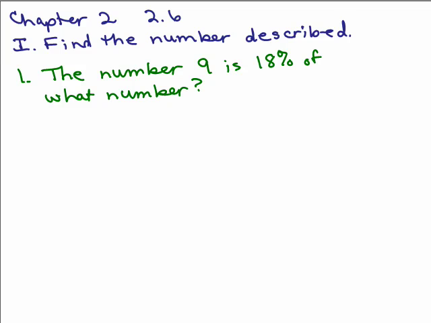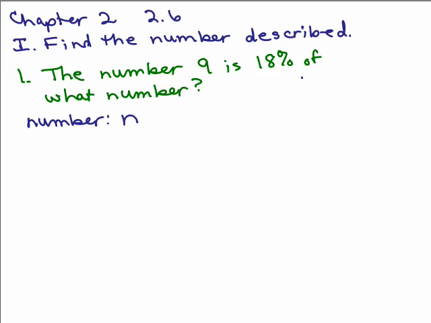Alright, we're on Chapter 2, Section 2.6, Part 1. Find the number described. Number 1. The number 9 is 18% of what number? So we're looking for a number. So let's define our variable as n. That's what we're looking for.